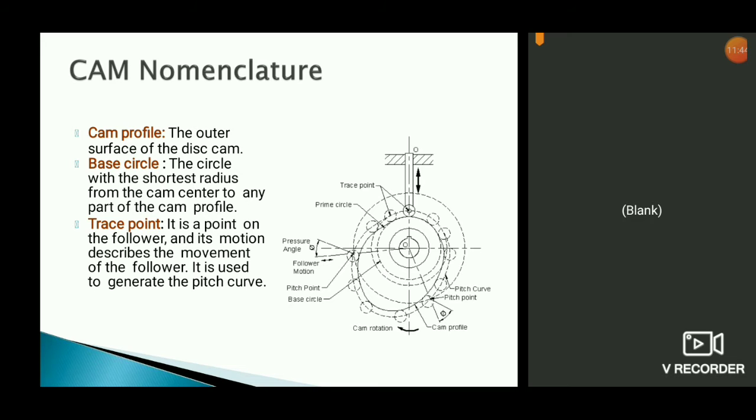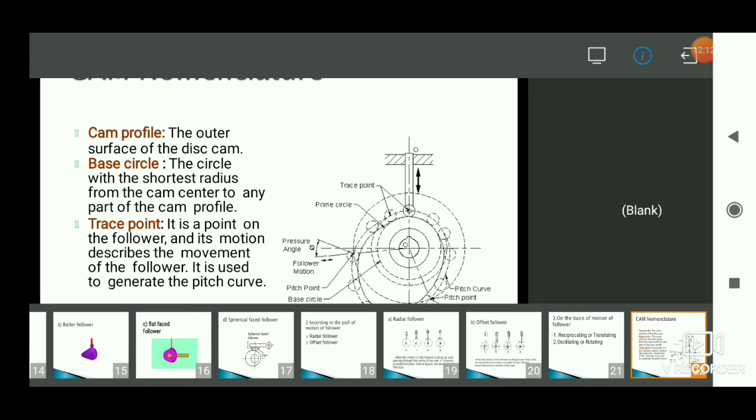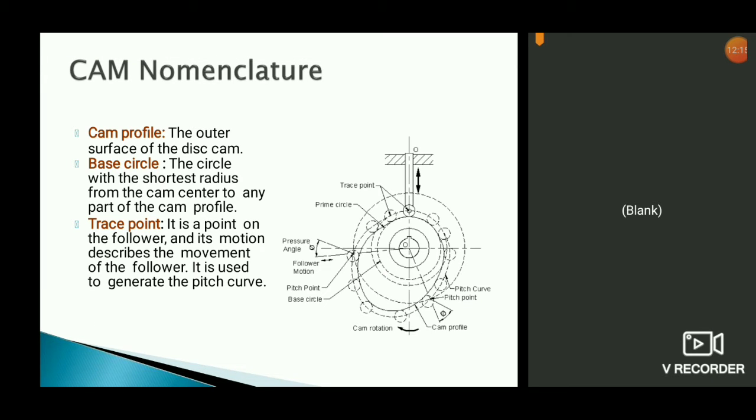That means, what are the basic things you have to keep in your mind when we draw the cam profile. First and foremost is the cam profile. It is nothing but the outermost surface of the disc cam. You can see the cam profile, this is the outermost, how it is moving. So from there, how much outward it can move, that path is called the cam profile.